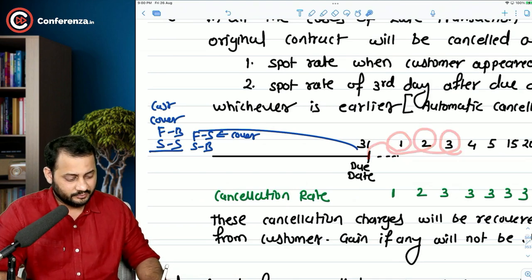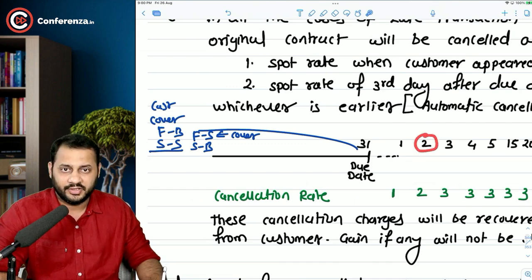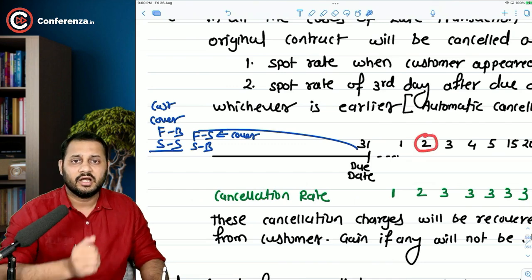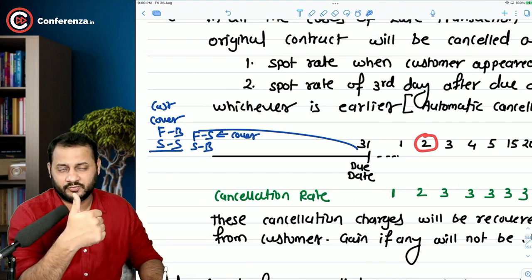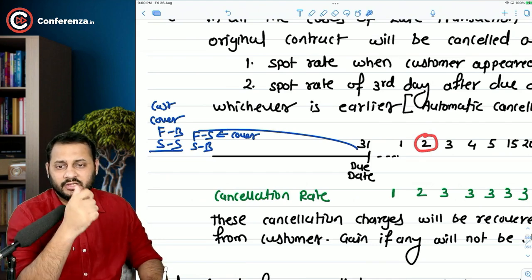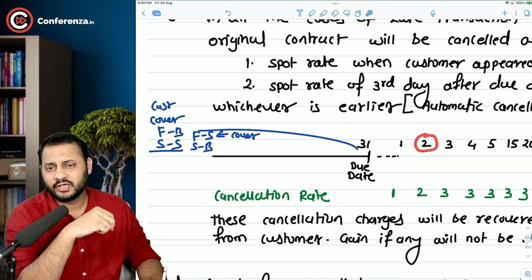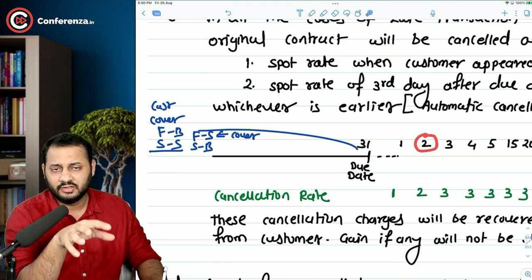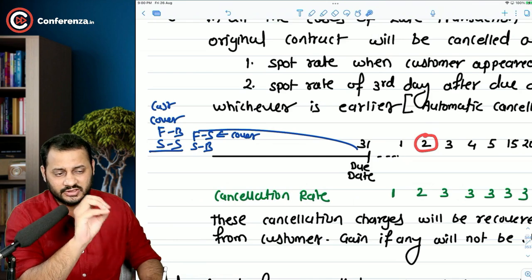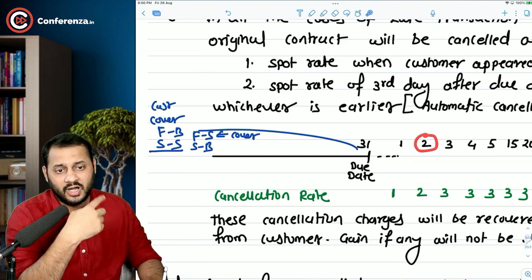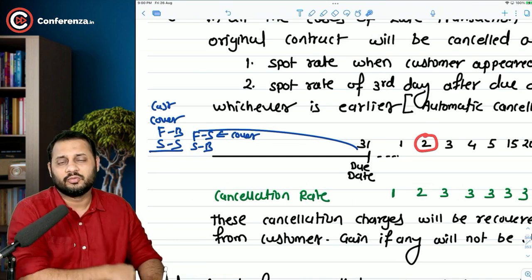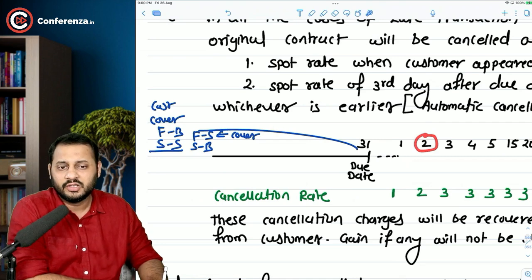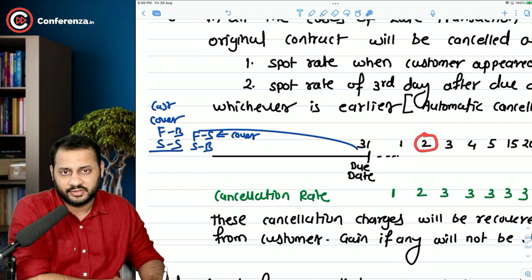Let's say, for example, he appears on the second day after the due date and says that I want to deliver. So basically the original contract with the customer was a sale. We were about to sell the dollars to him. Now after 2 days he is asking for the dollars from us. What are we going to do? Sir, this customer contract will get cancelled at the spot rate.